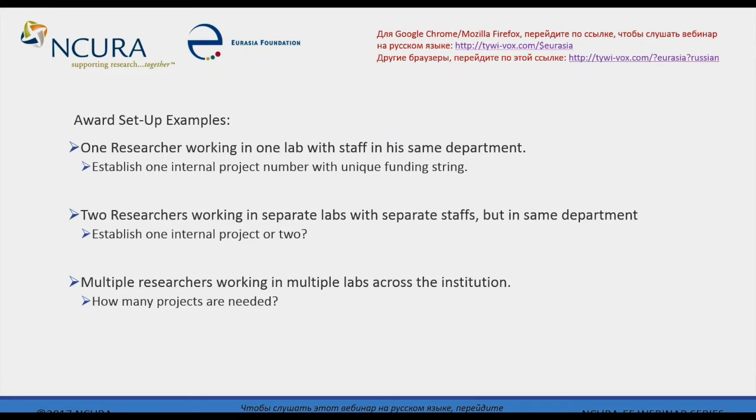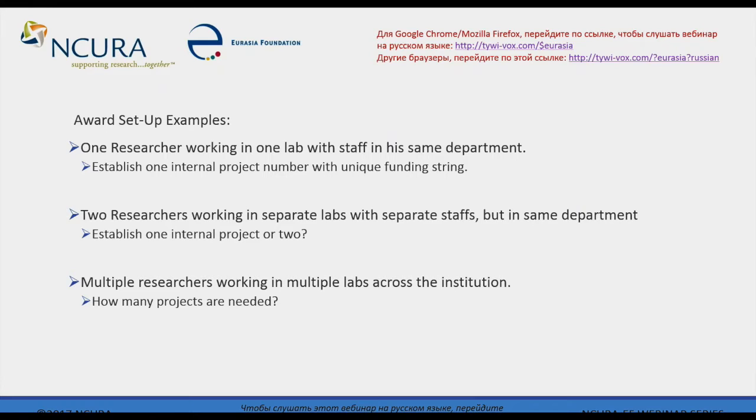In the third example, we have multiple researchers working in multiple labs across the institution. The question is, how many projects are needed? There's no clear answer to this question. It really depends on what types of monitoring are required, what types of accounting you need to prepare, and what will make the reporting easier.